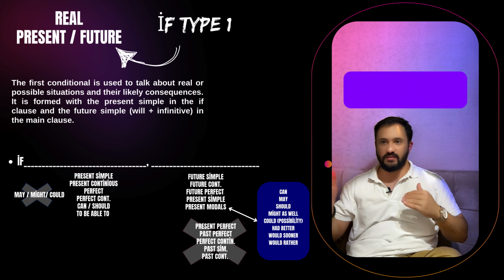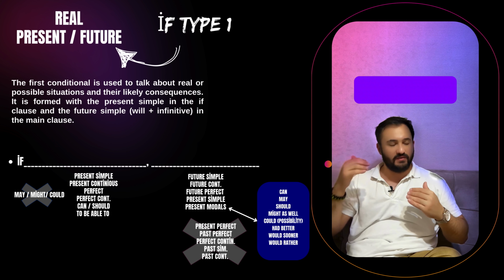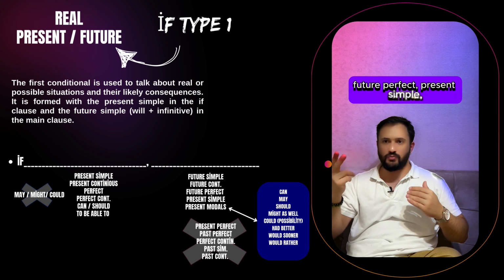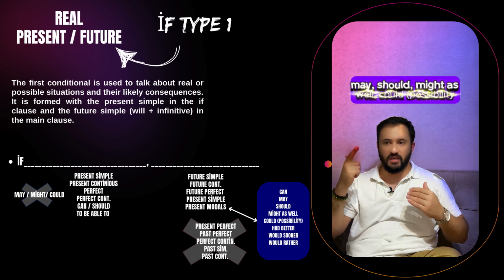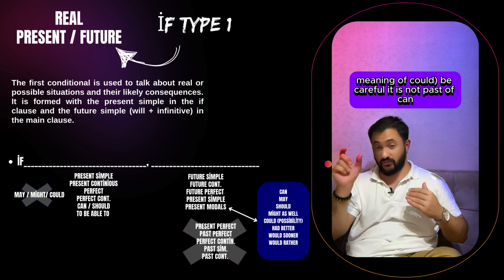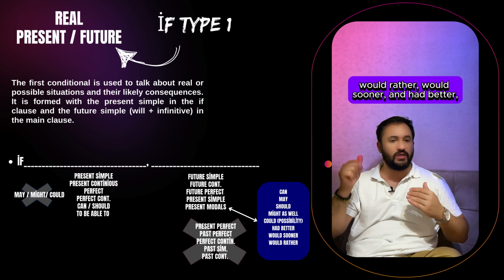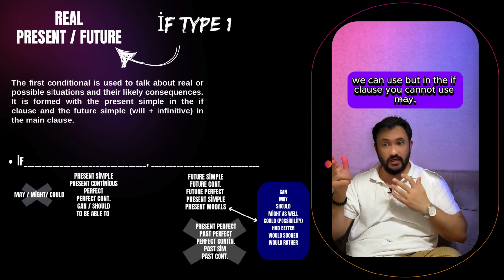But on the right side, in the main clause, you can use future tenses: future simple, future continuous, future perfect, present simple, and present modals. It means can, may, should, might, as well as could. Be careful, the possibility meaning of could is not the past of can. We can also use would rather, would sooner, and had better.